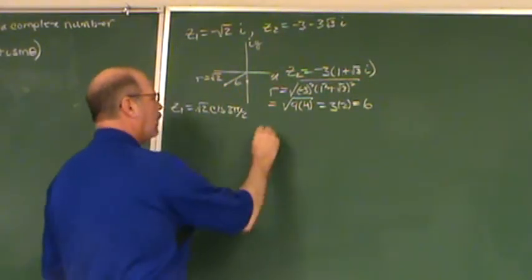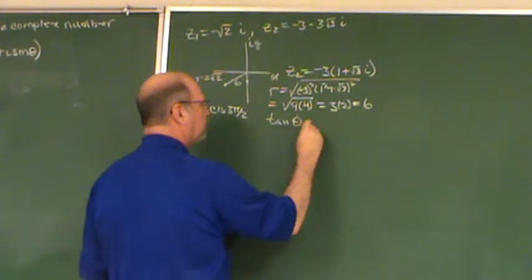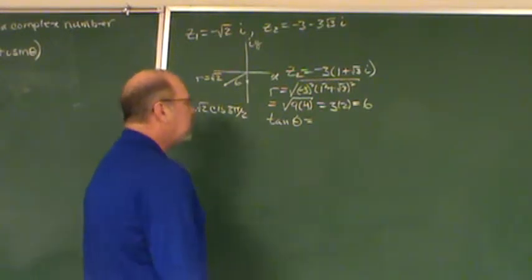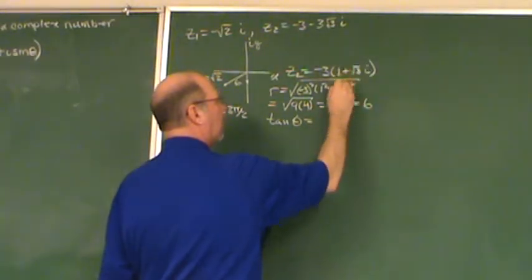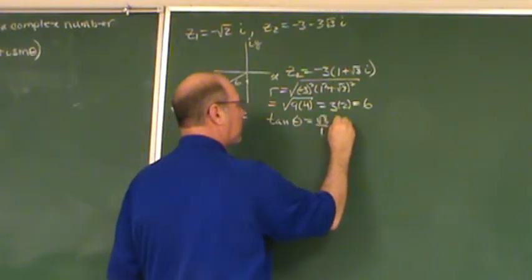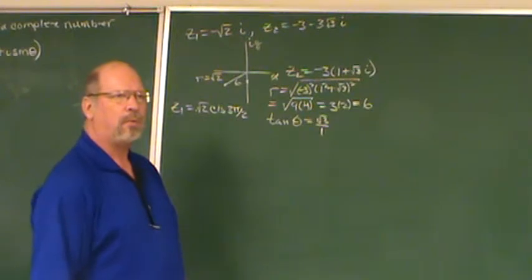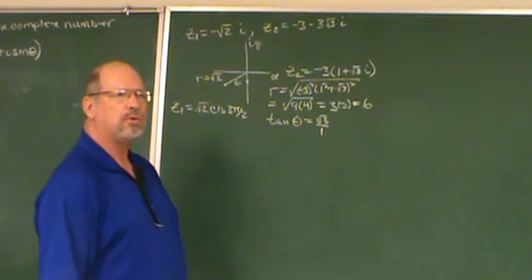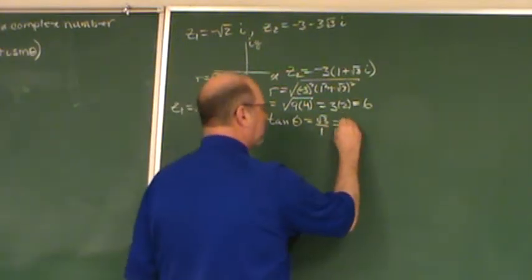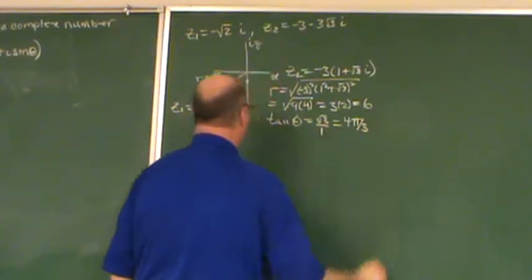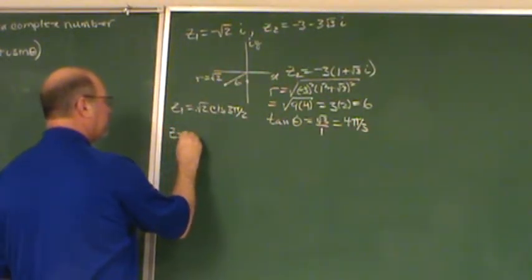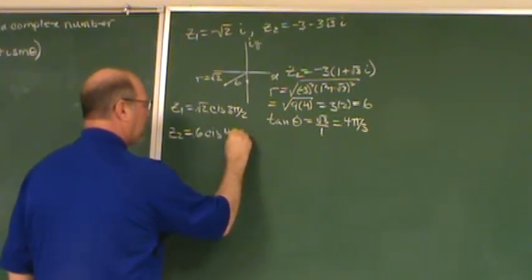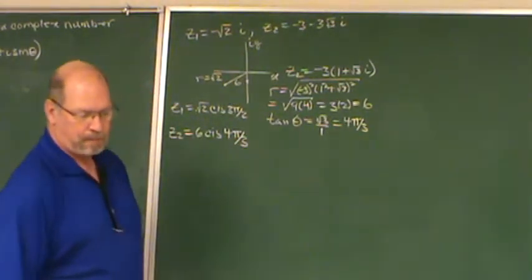Now, for theta, we can say that the tangent of theta, and keep in mind we know that we're in the third quadrant, tangent of theta is going to be b over a, so it's the square root of 3 over 1. And looking at the unit circle, the square root of 3 over 1 gives me theta equals 4 pi over 3 in the third quadrant. Okay, so I want to say that z2 is going to be 6 cis 4 pi over 3.